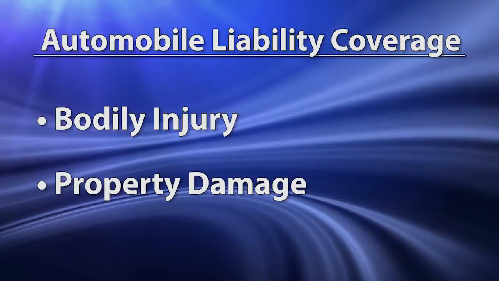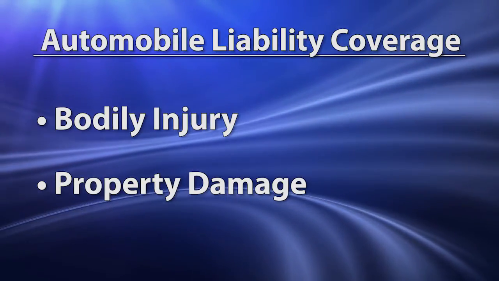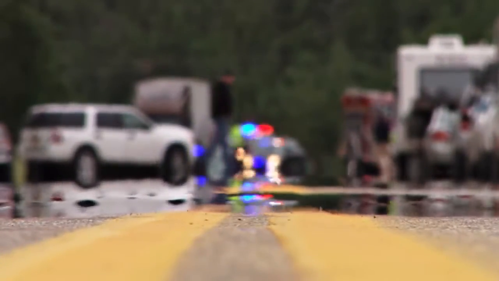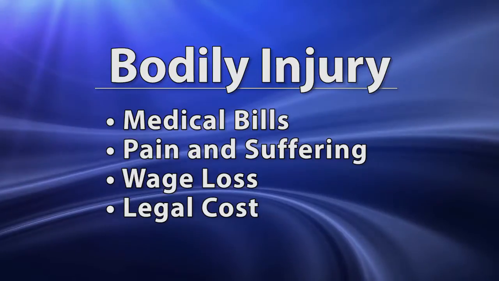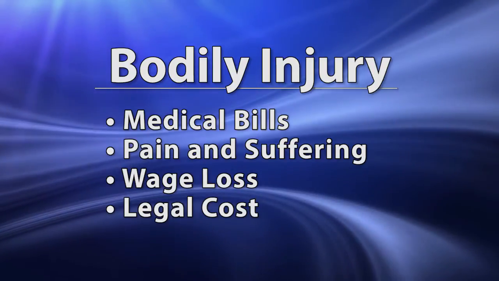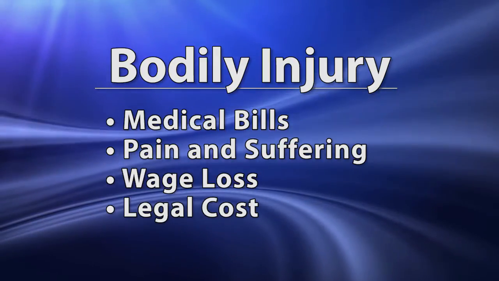Liability coverage has two parts: bodily injury and property damage. Bodily injury liability becomes active when you or your family members cause an accident that injures another person. Bodily injury will pay the injured person's medical bills, pain and suffering, lost wages, and legal costs.